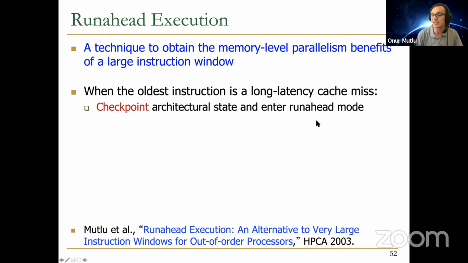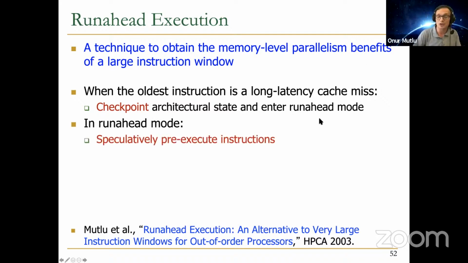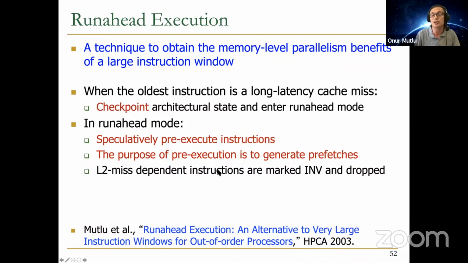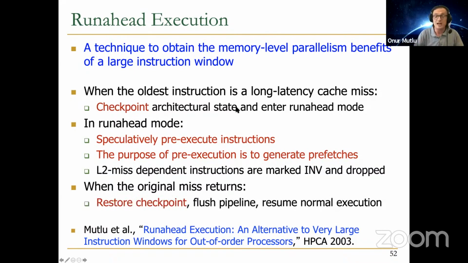And we enter a special processing mode called run-ahead mode. In this run-ahead mode, the processor speculatively pre-executes the instructions. It's completely speculative execution. The purpose of pre-execution is to generate prefetches. It ignores long latency instructions. It basically generates prefetches for them, and then it drops them. Basically, it can get them out of the machine so that it can reach other parts of the instruction stream of the program it's executing. So it looks ahead in the program, basically, just to prefetch. It executes ahead in the program. And then when the original miss that caused entry into this run-ahead mode returns, the processor restores the checkpoint, flushes the pipeline, and resumes normal execution.